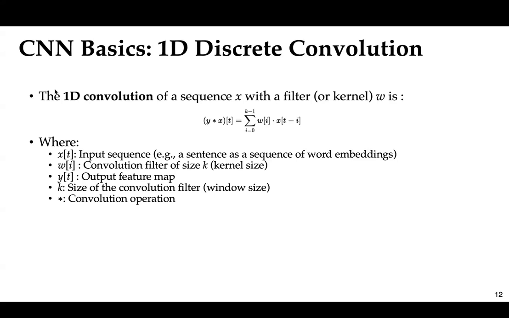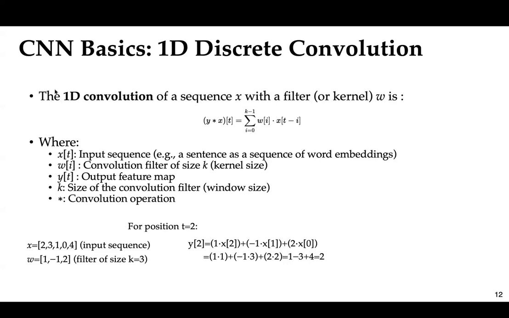So you can see that x is going to be the input sequence, w is going to be the convolution filter, y is going to be the output feature map, and k is going to be the size of the convolution filter. And the convolution operator is what we have here. Now, this is a little bit too much for most of you, for me at times. So let me give you an example and show you how it works.